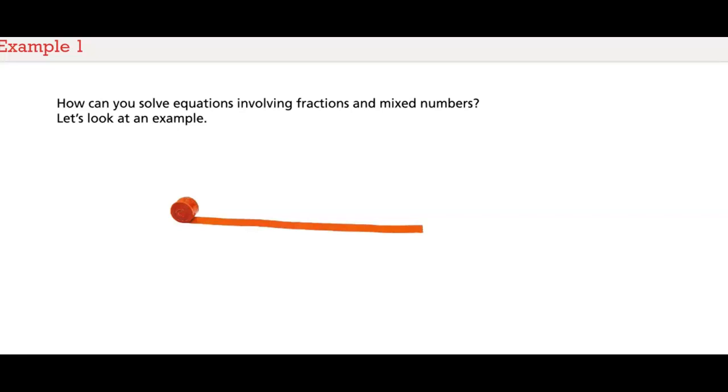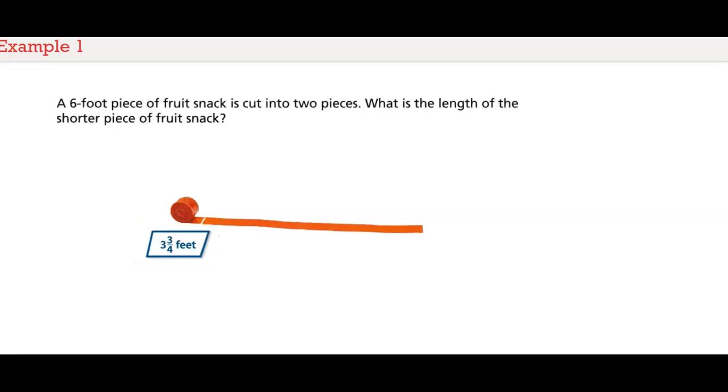Can you solve equations involving fractions and mixed numbers? Let's look at an example. A 6-foot piece of fruit snack is cut into 2 pieces. What is the length of the shorter piece of fruit snack?